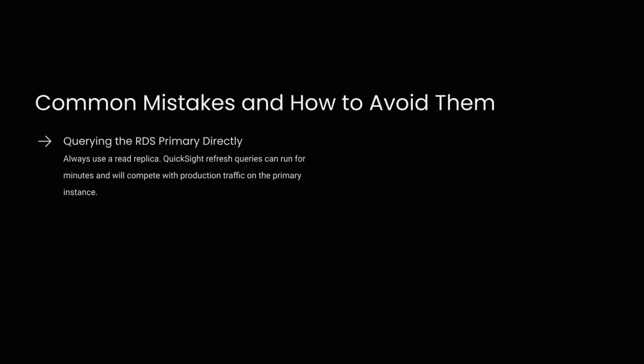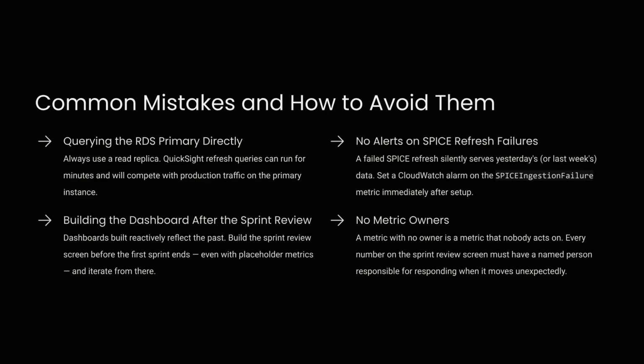Let's review common mistakes and how to avoid them. Never query the RDS primary directly. Use a read replica to prevent production conflict. Always set a CloudWatch alarm on the SPICE ingestion failure metric to avoid silently serving stale data.